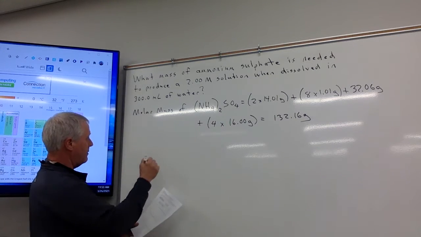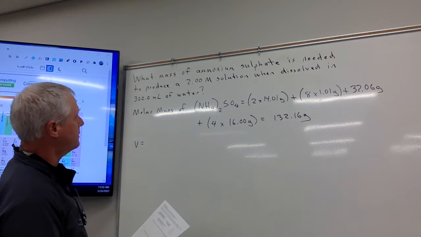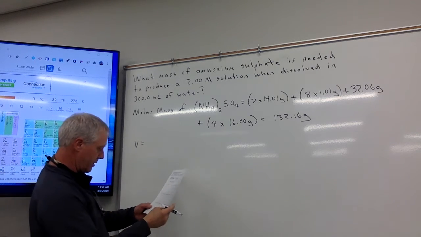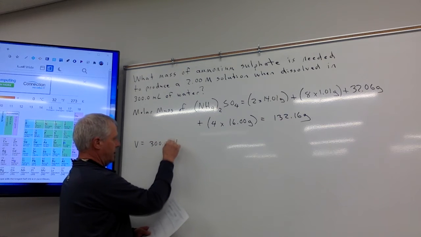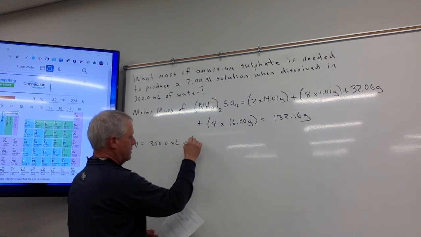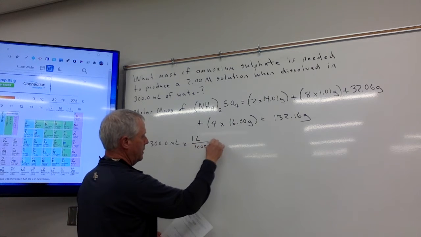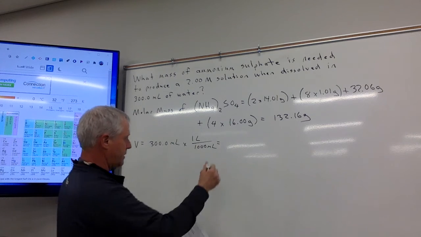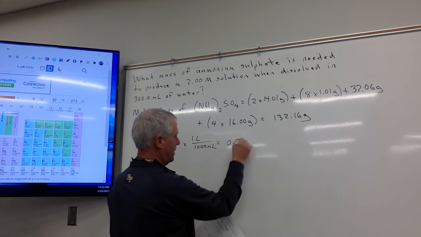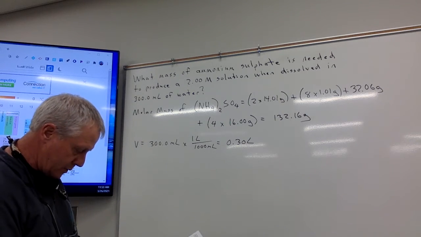Now, what's given in the problem here is the volume, given as 300 milliliters. So let's start there. We have 300.0 milliliters. To convert that to liters, 1 liter is 1,000 milliliters, and so we have to divide by 1,000. So that's 0.30 liters. So that's what we're working with for volume. We're in liters, and that's what we needed.